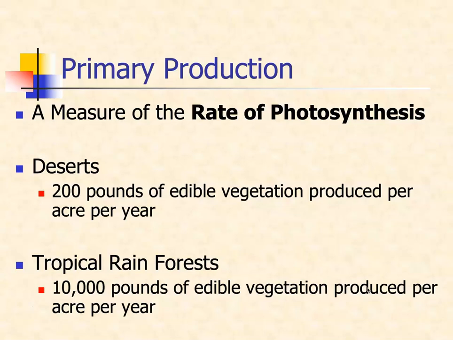And so you don't expect to find lions and tigers and bears in a desert. Your carnivores are typically snakes and lizards, because again, 200 pounds of edible vegetation will only support 20 pounds of herbivores, which will only support 2 pounds of carnivores. In a tropical rainforest where you have 10,000 pounds of edible vegetation produced per acre per year, you have lots of photosynthesis, and you can support much larger animals on an acre of tropical rainforest than you can in an acre of desert.